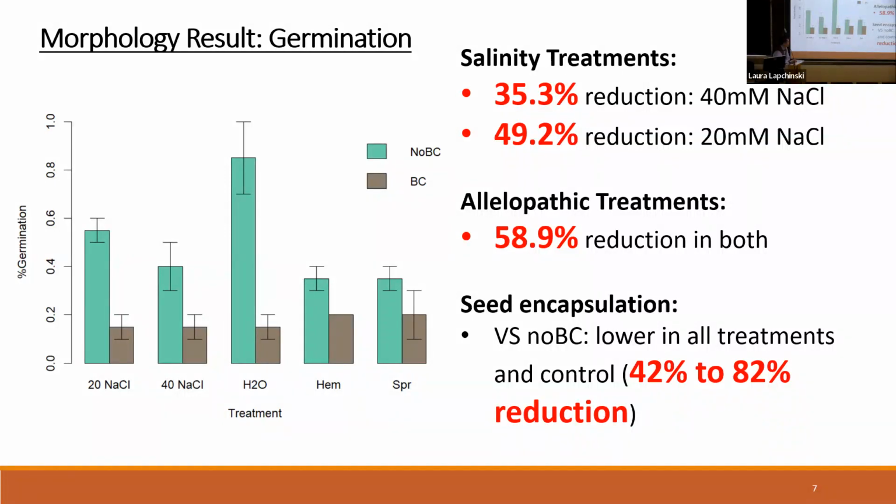Then looking at seed encapsulation, so that's the gray bars right next to the blue bars, I see my germination rate is actually lower in all my treatments and controls. And in fact, my biggest reduction is happening in my distilled water control, with 82% of reduction being observed.